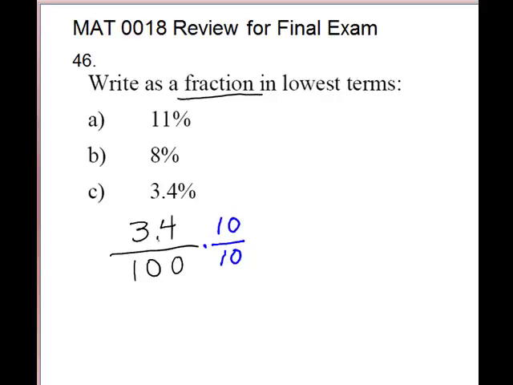Right, so we'll do the multiplication. Now we have 34 over 1,000. Decimal's gone, percent's gone. We just need to reduce. These are both even, so we could divide by 2. 2 into 34 will go 17, and 2 into 1,000 will go 500. 17's a prime, so that's all we can do.